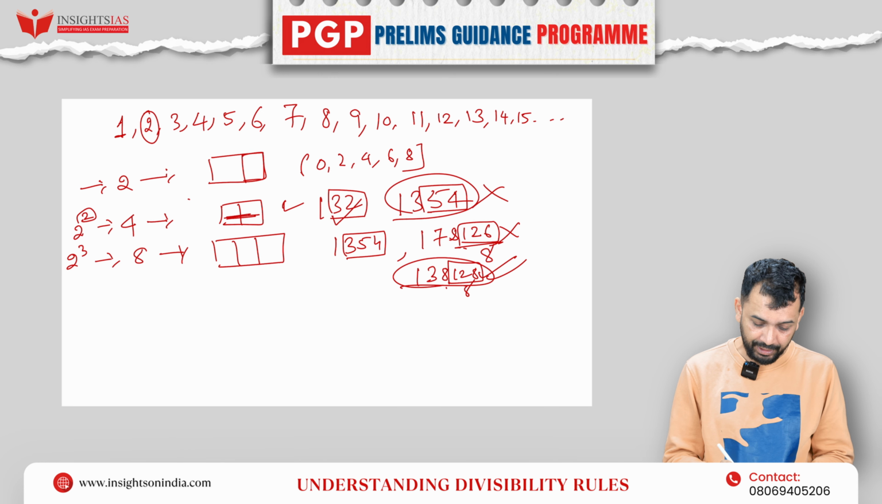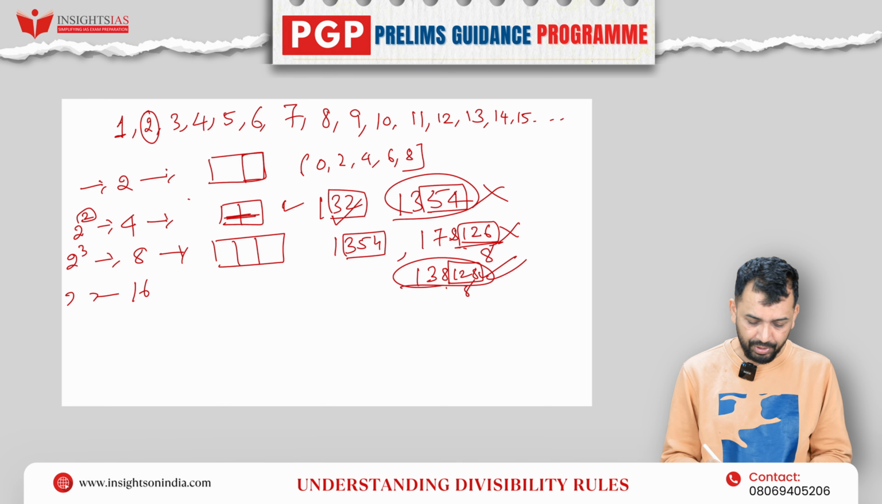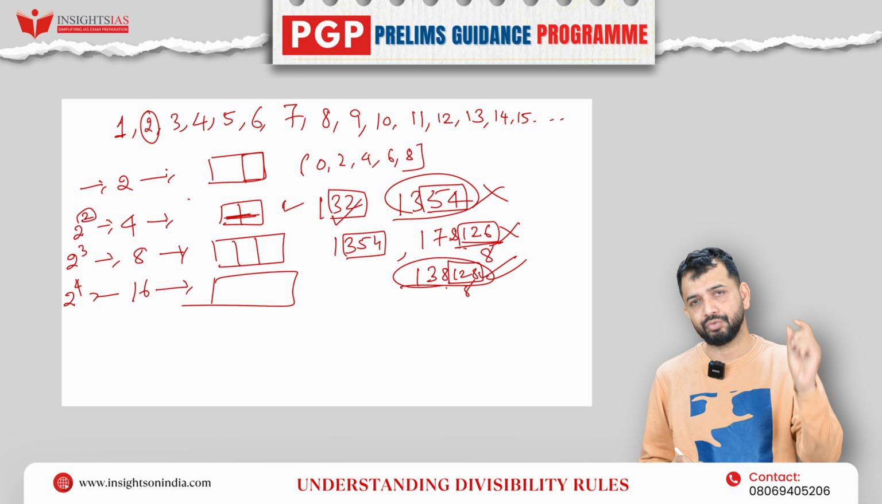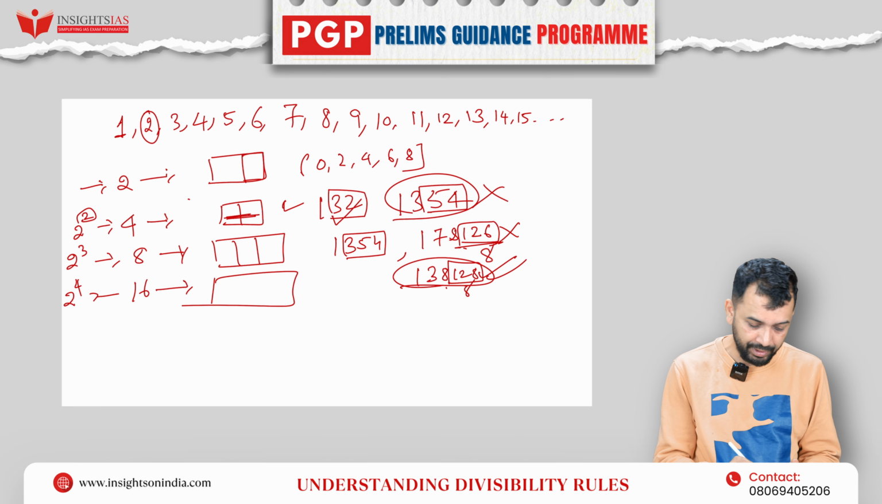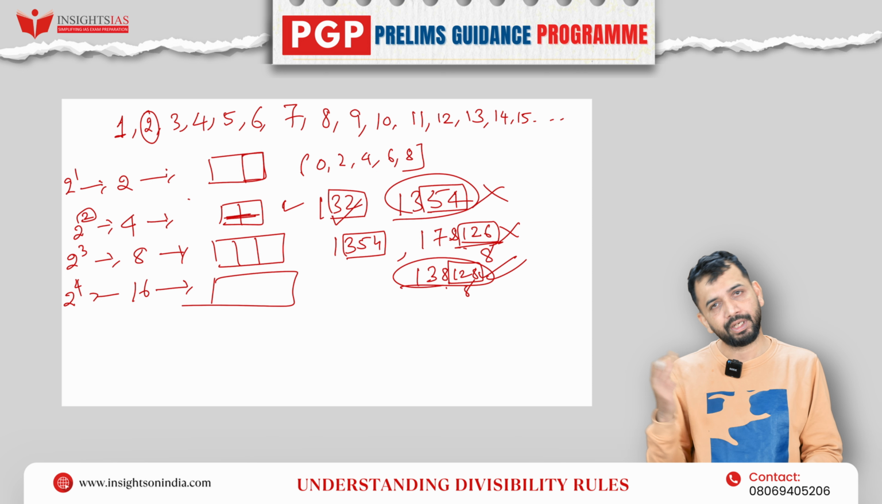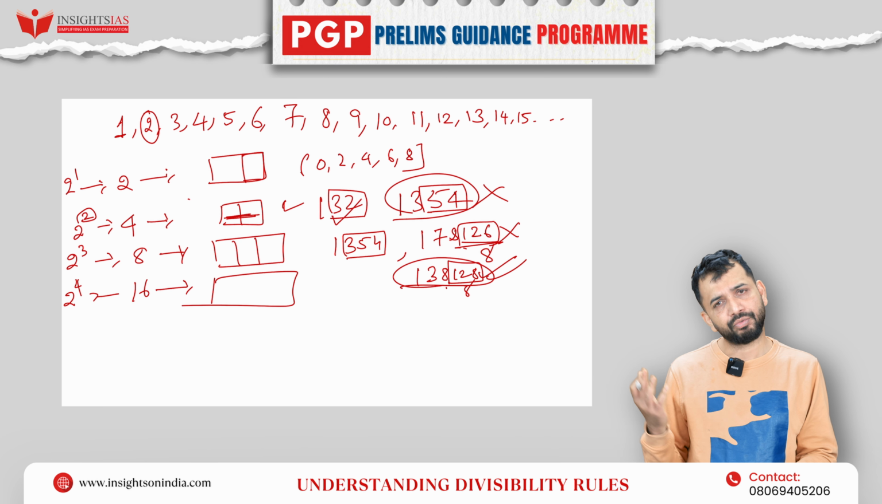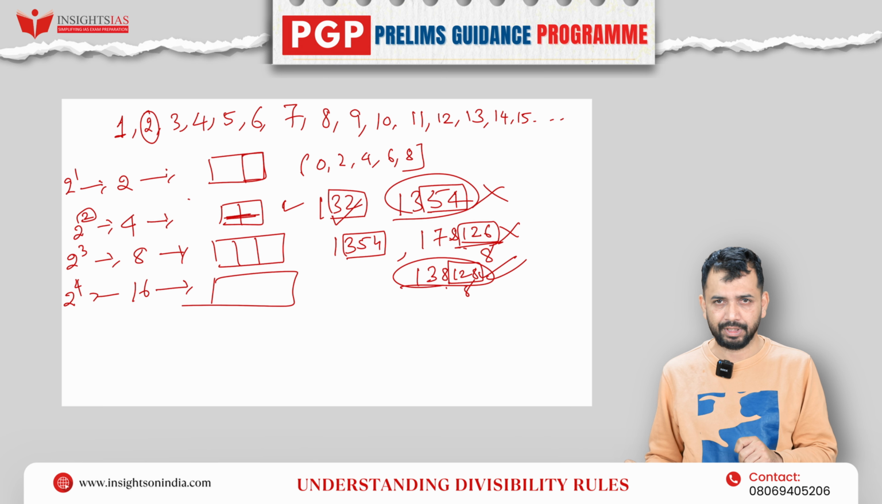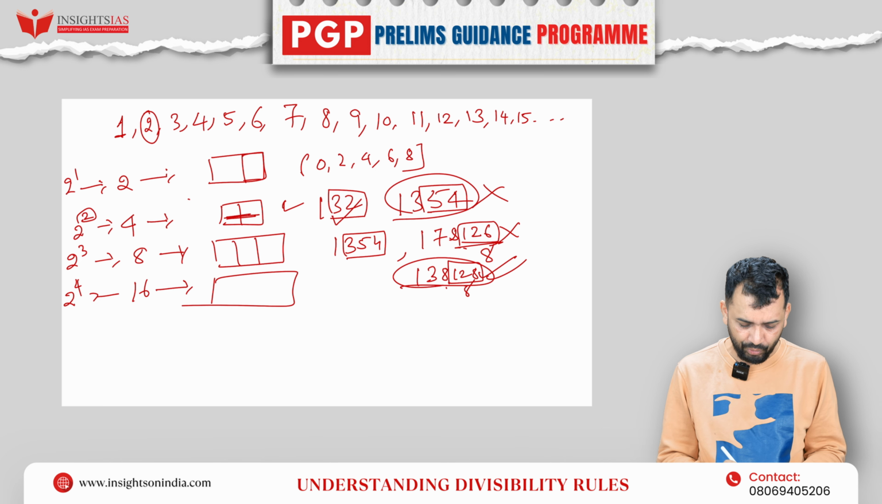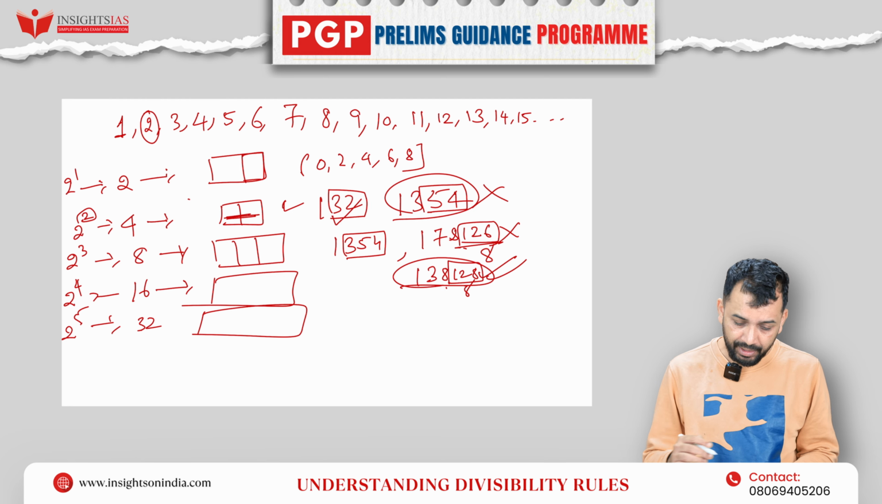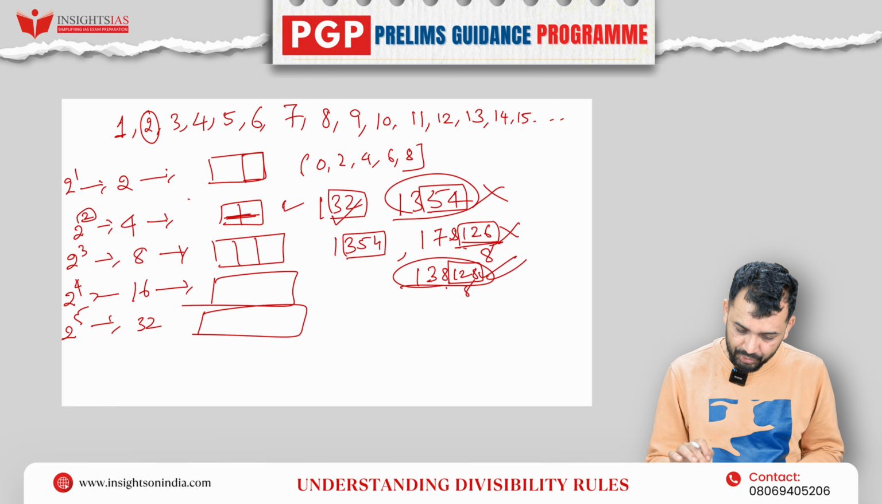Similarly, if I want 16, which is nothing but 2 to the power of 4, then all I check is the last 4 digits. So whatever the power of 2, if it is 2 power 1, that is 2, so last digit; 2 square, last 2 digits; 2 cube, last 3 digits; 2 to the power of 4, 16, last 4 digits. It continues. If it is 2 to the power of 5, 32, then to check the divisibility of 32, the last 5 digits will be checked, right? That is one thing that you are supposed to understand.